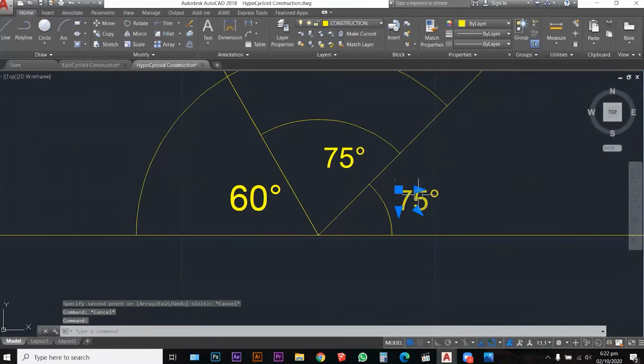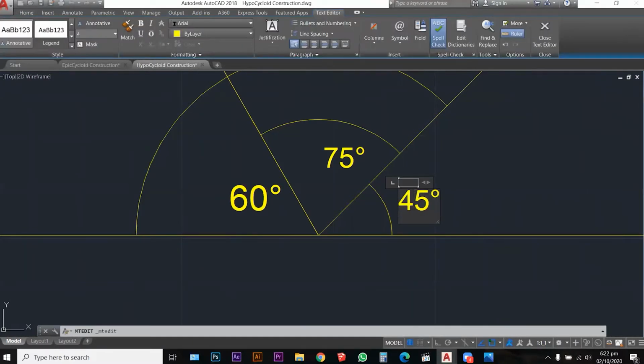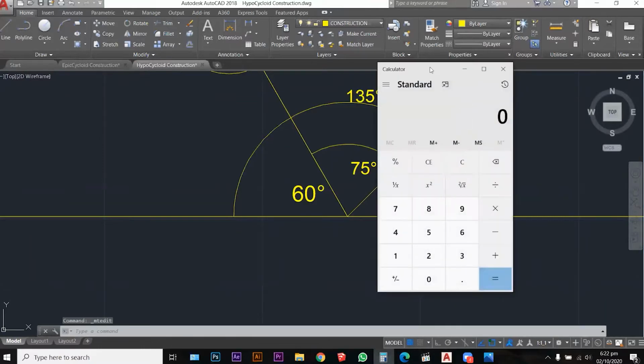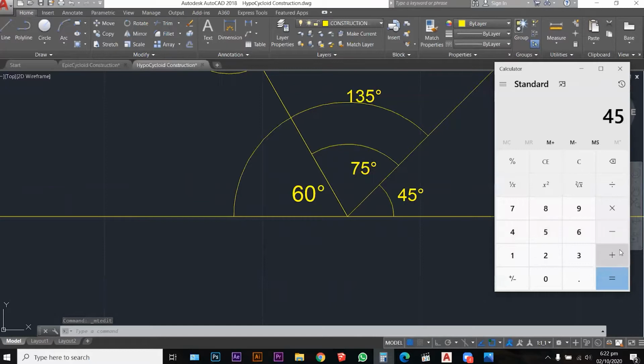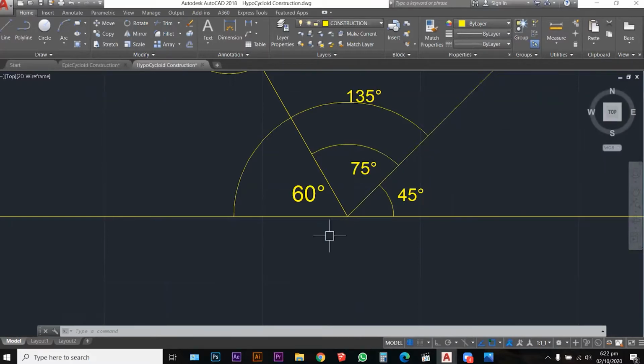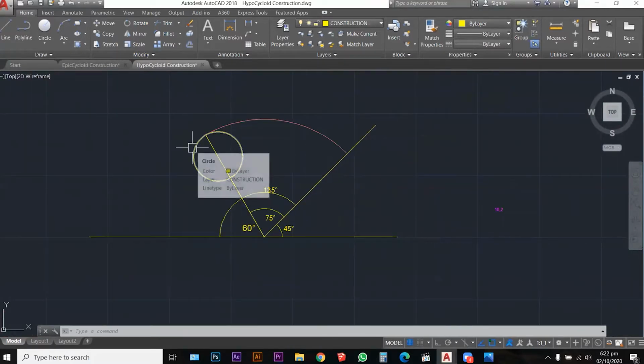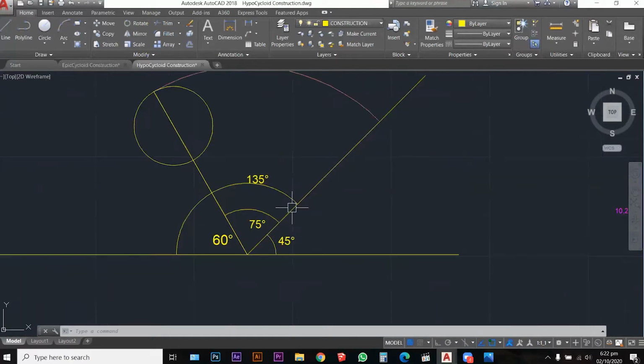So if you doubt me, you can add 45. You can grab your calculator. We can add 45 plus 75 plus 60, and we get 180, which is the angle on a straight line. So let us now start. Now that we have that there, we can actually start this demonstration.